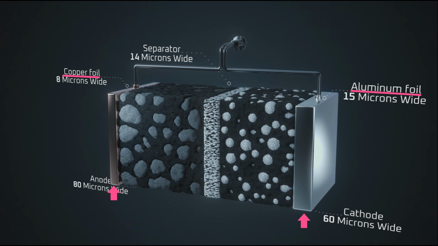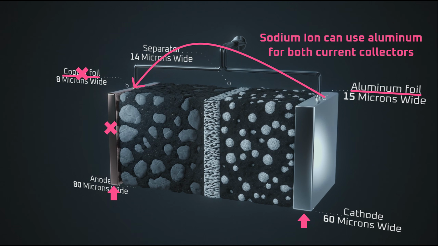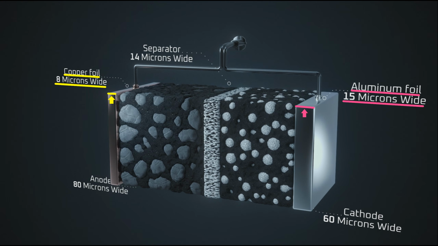The next component is the current collectors. A typical lithium-ion battery uses an aluminum current collector for the cathode and a copper current collector for the anode. Even though the copper is more expensive and more difficult to source, it's required for the anode of lithium-ion batteries because if aluminum were used, it would react with the lithium at the low voltages that occur at the anode. Sodium, however, doesn't react with aluminum at those voltages, so it can be used to save cost, simplify the supply chain, and improve scalability. Aluminum does, once again, decrease the volumetric energy density of the battery cell.